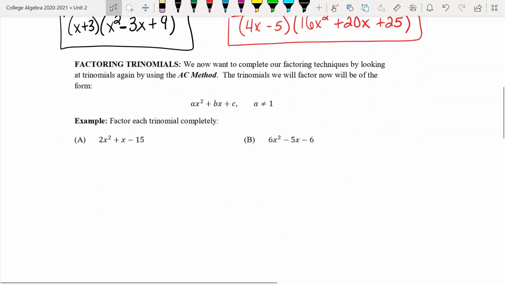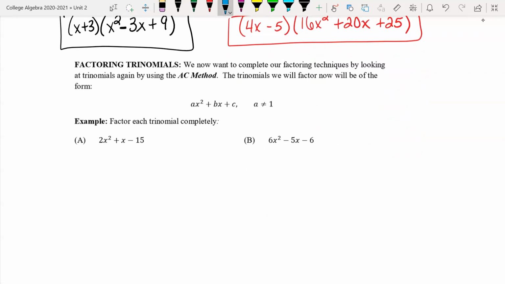Now, the big thing today is factoring trinomials using the AC method. We call it the AC method because you take the A times the C. We use AC because last time it was always a 1 in front of the x squared. Well, now that's going to be a number. So here's what you have to do.